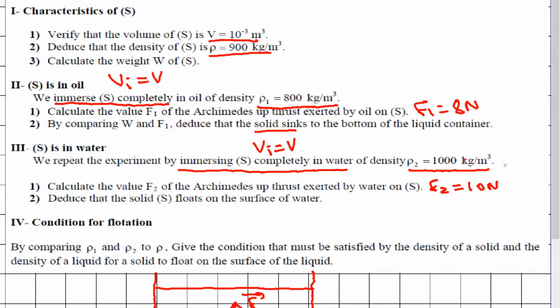Now just a side remark, what's the difference between the value of F1 and the value of F2, since both of them represent the magnitude of the Archimedes upthrust? Here we must be very careful that F1 corresponds to the Archimedes upthrust exerted by oil, whereas the value of F2 corresponds to the magnitude of Archimedes upthrust exerted by water, knowing that we have replaced oil by water.